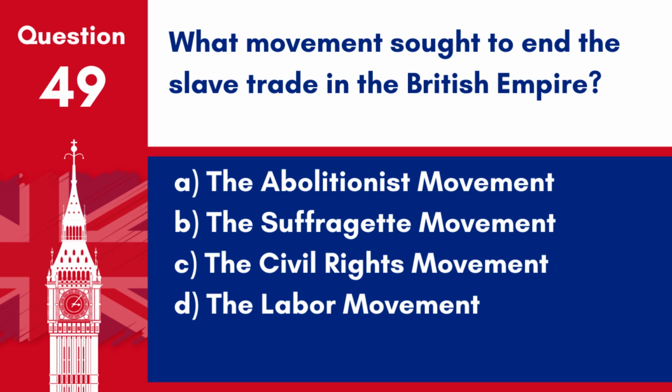Question 49. What movement sought to end the slave trade in the British Empire? A. The Abolitionist Movement. B. The Suffragette Movement. C. The Civil Rights Movement. D. The Labour Movement. Answer. A. The Abolitionist Movement. The Abolitionist Movement sought to end the slave trade and slavery in the British Empire during the late 18th and early 19th centuries.